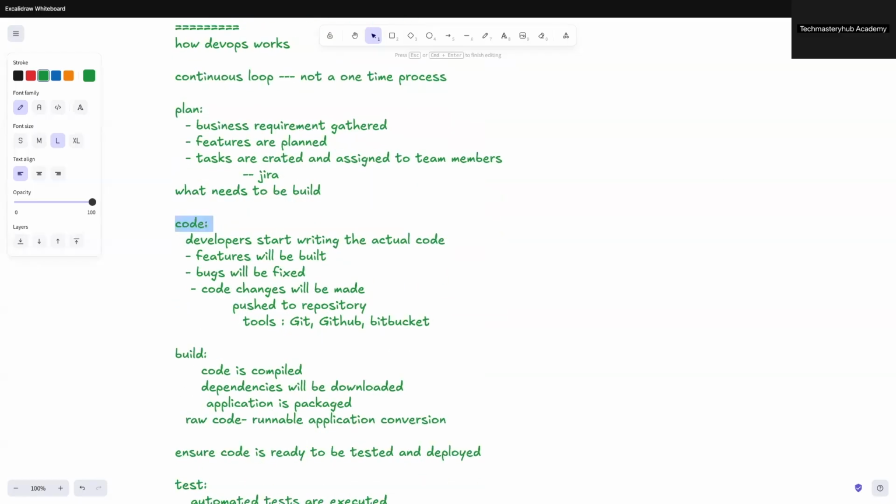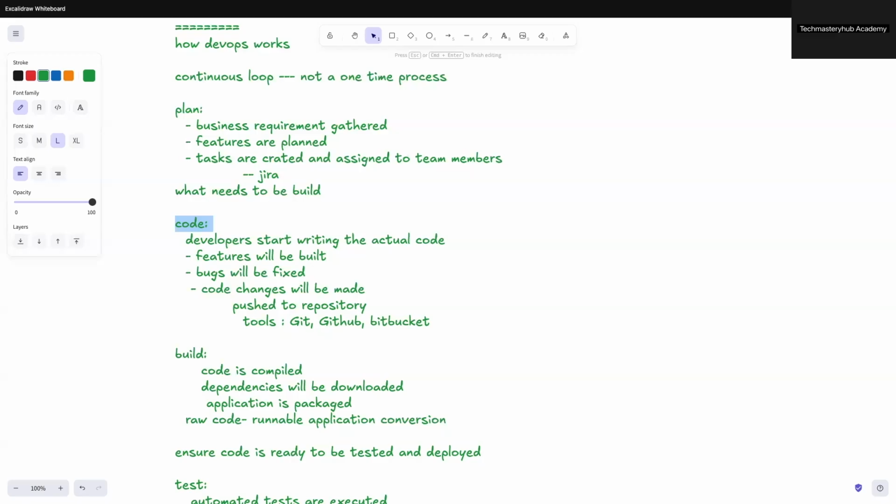This is where the developers start writing the actual code. They will build the features, or if there is any bug which needs to be fixed, those bugs will be fixed, or if there is any change required in the code, those code changes will be made. And once the code is ready, after the changes or the features are implemented, the code will be pushed to the repository. So for that, Git, GitHub, Bitbucket, these tools will be used.